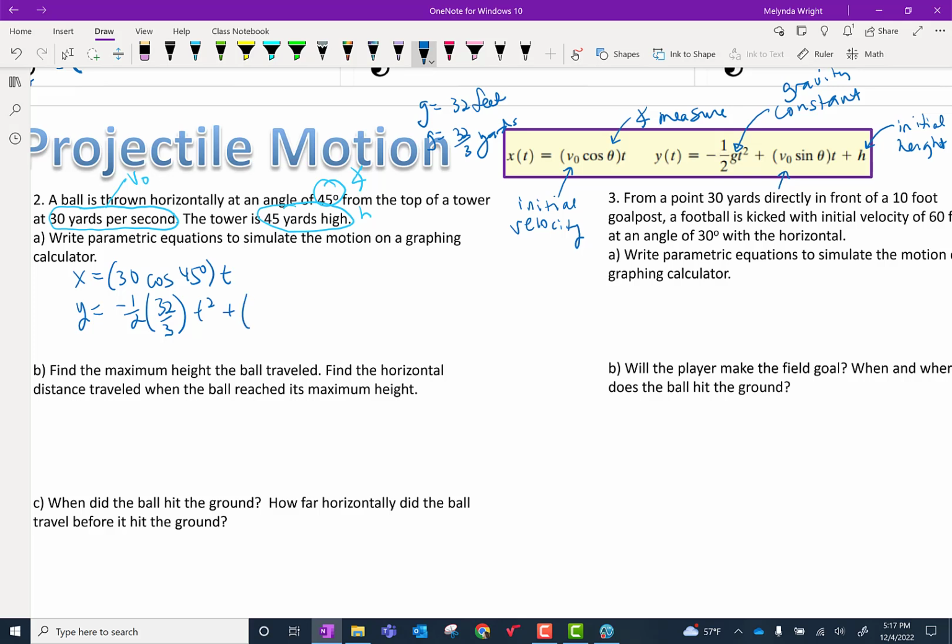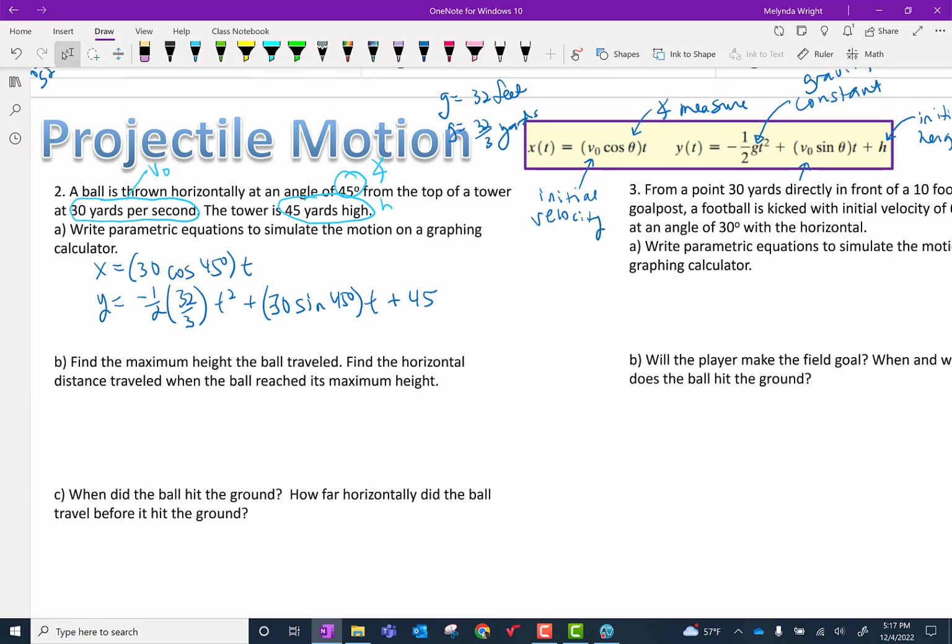plus our V naught is 30, and then we've got sine of 45 degrees t, and our initial height is 45 yards. Now luckily they've given us everything in yards, so we don't have to do any crazy conversions, so that's good. All right, so we're going to need our calculator.